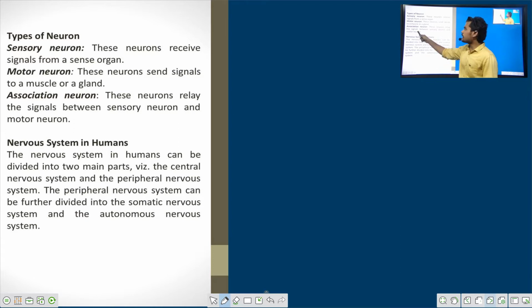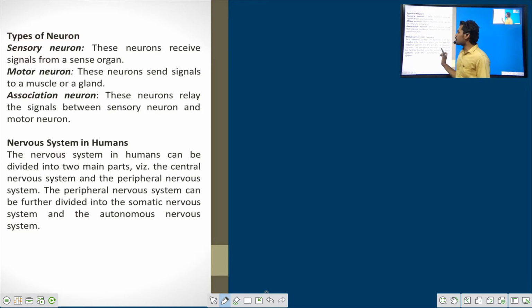This whole reaction occurs in a fraction of a second. Association neurons pass a signal from the origin of the stimulus to the brain, where it can reply with the signal whether to hit the mosquito or wave it away. So these three neurons act simultaneously, side by side, and the reaction occurs within a fraction of a second.